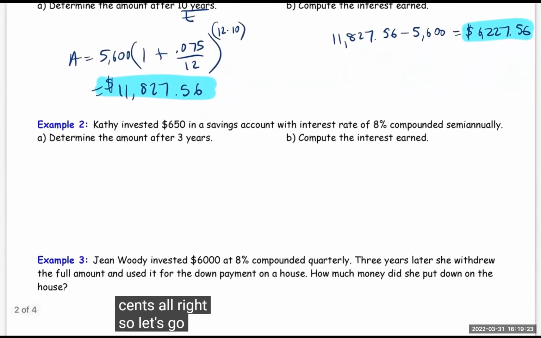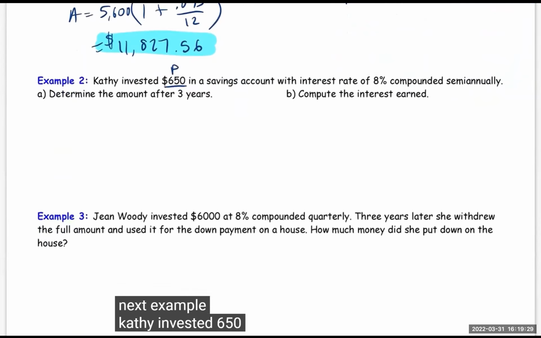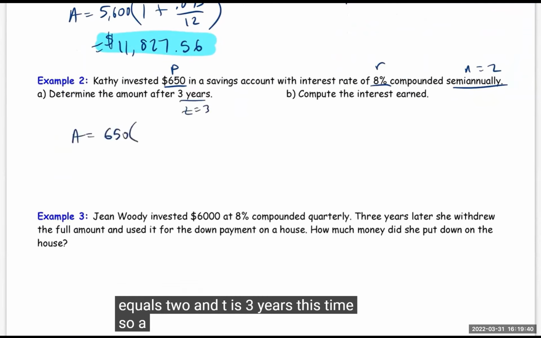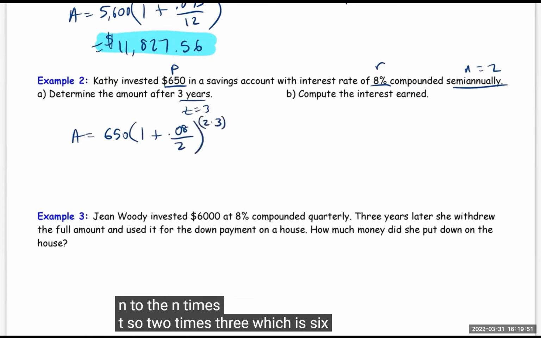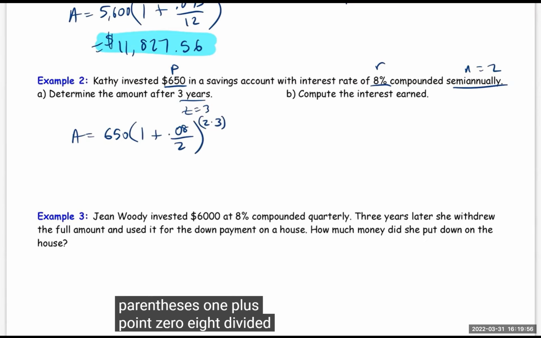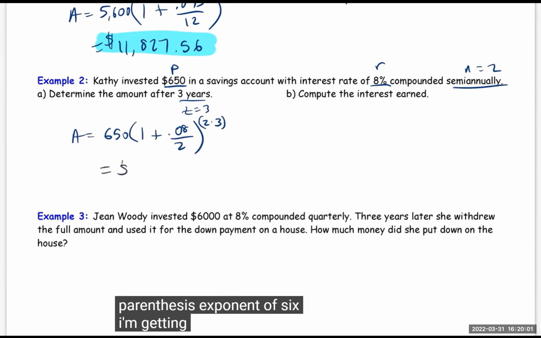All right. So let's go ahead and move on to the next example. Kathy invested $650, so that's your principal, with interest compounded semi-annually, that's your N equals 2, and T is 3 years this time. So A equals P times 1 plus R over N to the N times T. So 2 times 3, which is 6. So that's going to be 650 times 1 plus 0.08 divided by 2, all to the exponent of 6. I'm getting $822.46.